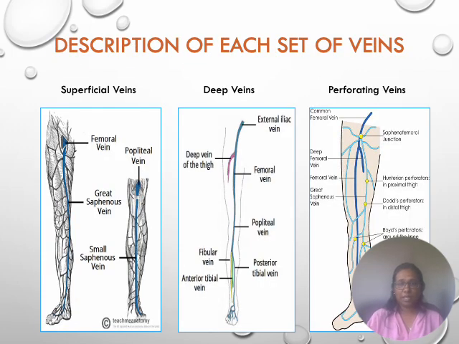Now we are moving on to the next heading, that is description of each set of the veins. Before we dwell into it, let's have a quick look at the 3 sets of veins. The first picture is showing the superficial vein, the second picture is showing the deep vein, and the third picture shows the perforating vein connecting the superficial to the deep veins.